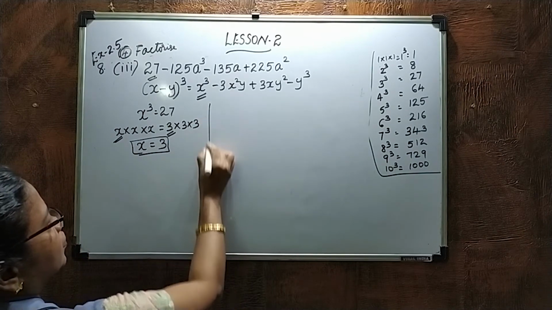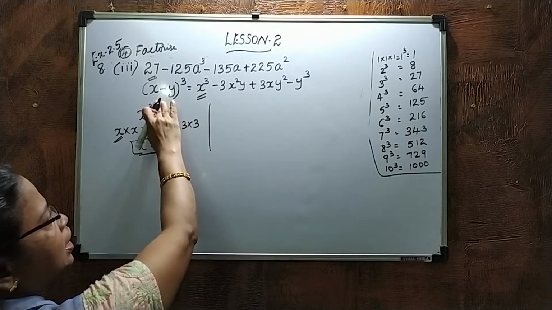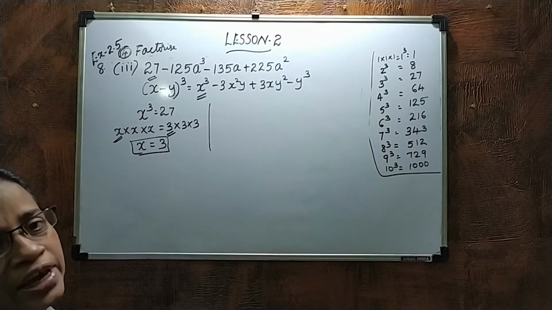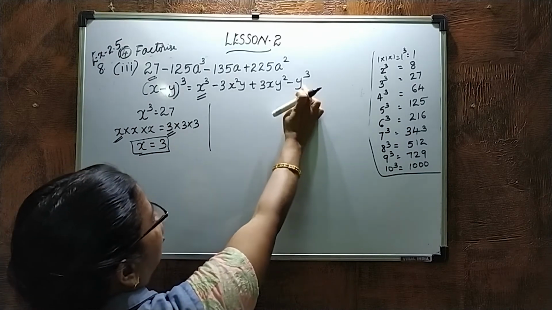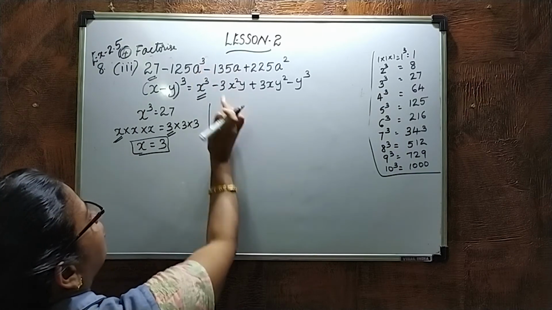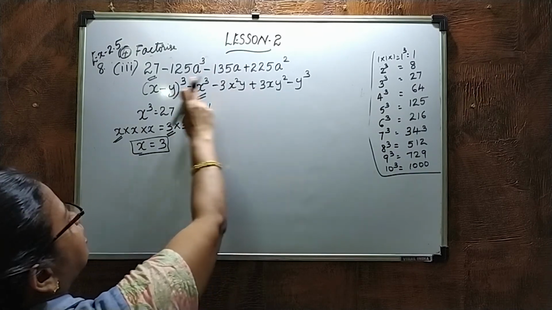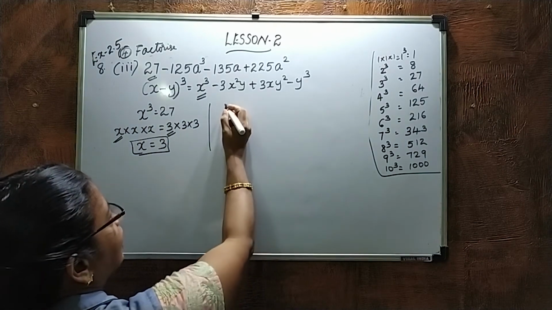Next, what you have to find out? Y. Here they have already given you the right hand side, you have to find out the left hand side. That means you have to find out x and y. Now next one, what is y cube? Here look, it is y cube here, that means here it is a cube. Here a minus is there, here also a minus is there. So there is no problem, no need to worry about the negative sign.